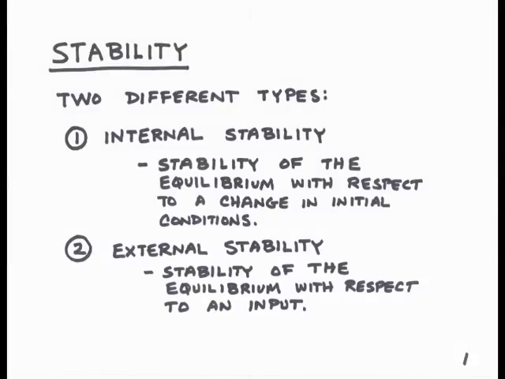We previously introduced two types of stability: internal stability and external stability. Internal stability referred to stability of the equilibrium with respect to a change in initial conditions, and external stability referred to stability of the equilibrium with respect to an input. In our previous presentation, we derived a condition for external stability.